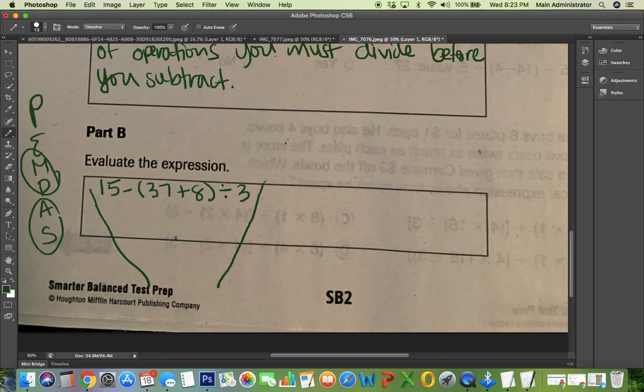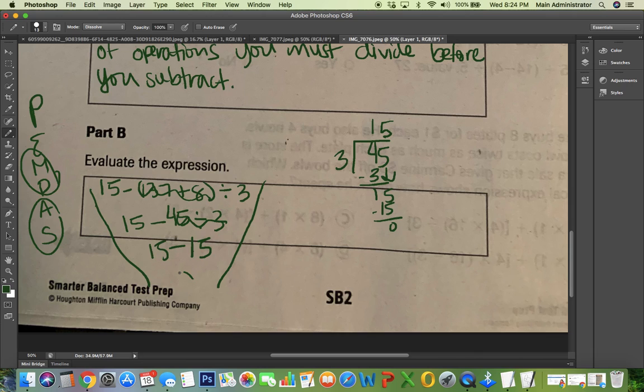I'm going to start with my parentheses. 37 plus 8 was 45. We saw that up above. I'm going to rewrite everything I didn't use. I didn't use the divide and the 3, but I did do this. And I didn't use the 15 and the minus. See how it's making a nice triangle? Next, no exponents. Multiply and divide. Okay, let's divide. 45 divided by 3. 3 goes into 4 once. Bring down my 5. 3 goes into 15 5 times. Okie dokie. So it looks like I have 15. And oh my, rewrite everything I didn't use. Looks like 15 minus 15. My answer is 0. So that is SB2.